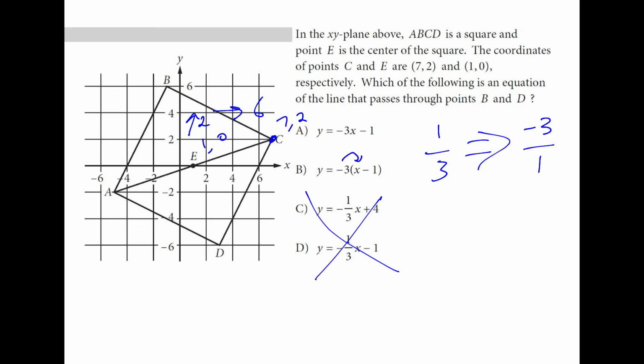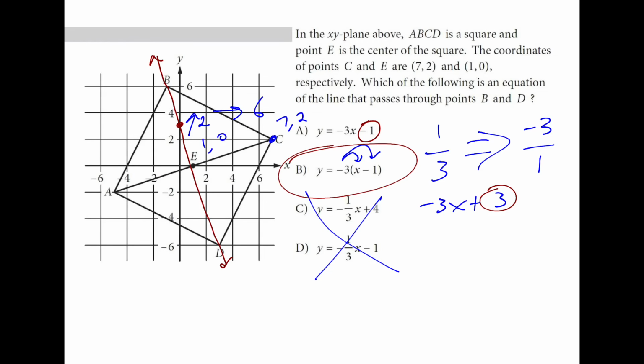If I distribute the negative 3, this is like negative 3x plus 3. So if I think about this line that crosses through B and D, something like this, if I plug in a 0 for x, is my intercept going to be negative 1 or 3? It's going to be 3. So B is the right answer.